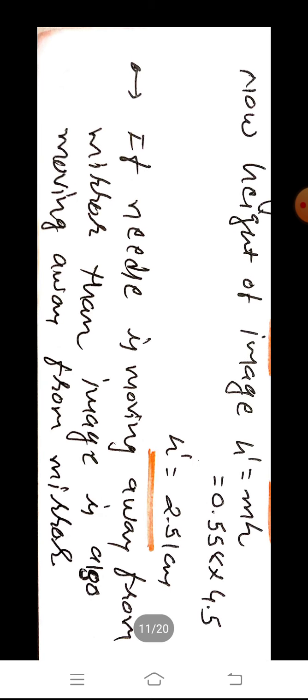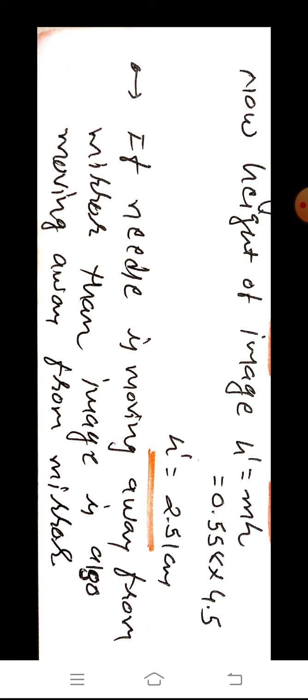Now the height of the image, h dash is equal to m into h. That's why it is 2.51 centimeter. Now whenever the needle is moving away from the mirror, the image is also moving away from the mirror.